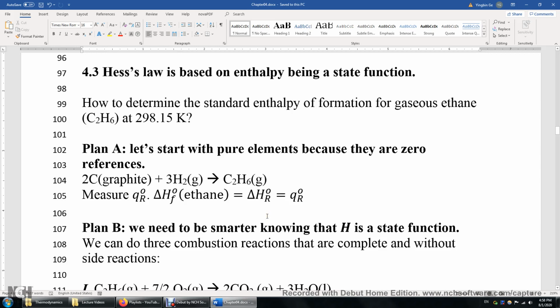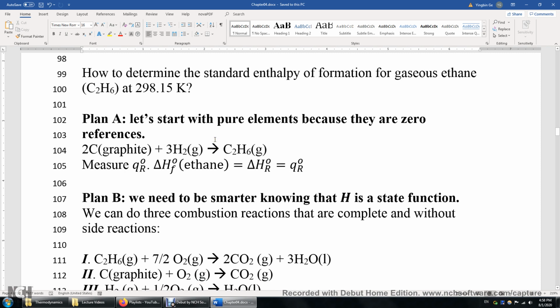Section 4.3, Hess's law, is based on enthalpy being a state function. So how do we determine the enthalpy of formation for gaseous ethane at room temperature? Plan A. We can start with pure elements in the standard state at room temperature.